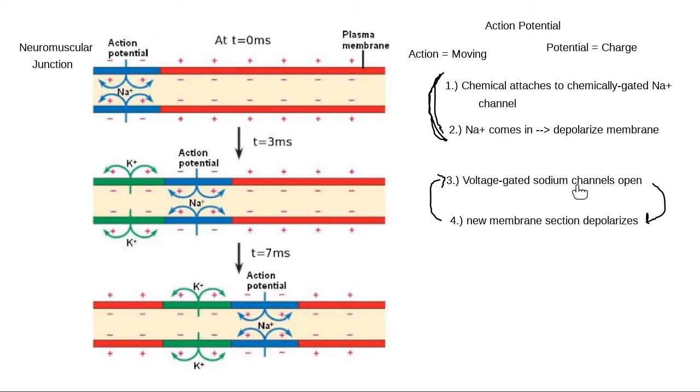Voltage gated sodium channels open in one place, which depolarizes the membrane, which makes more voltage gated sodium channels open, which depolarizes that section of the membrane. And we just do this all the way across the membrane.